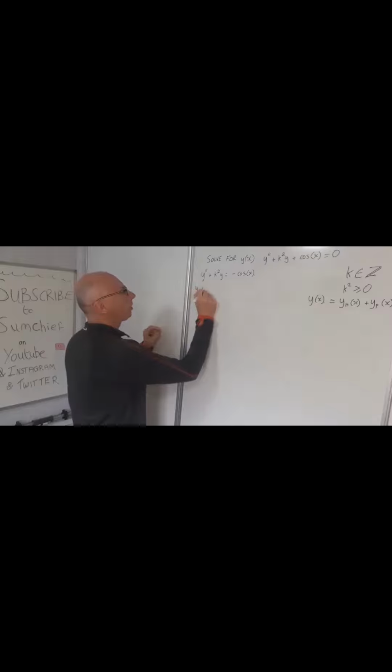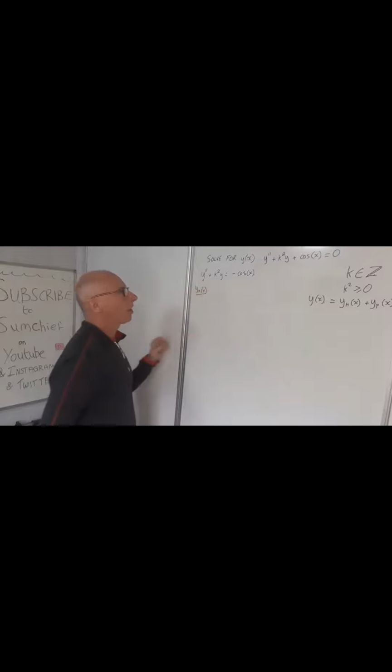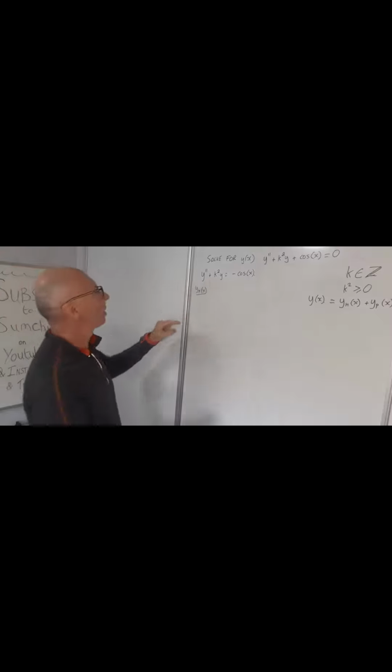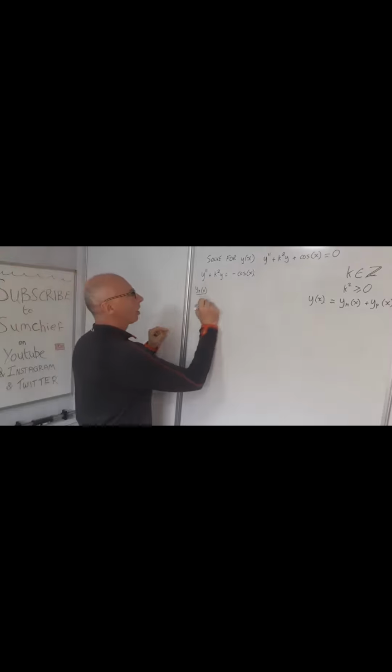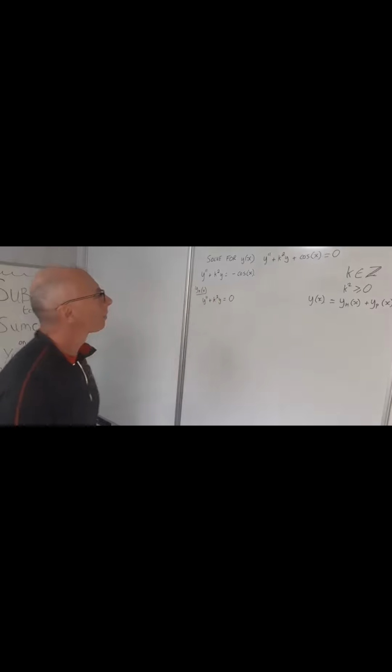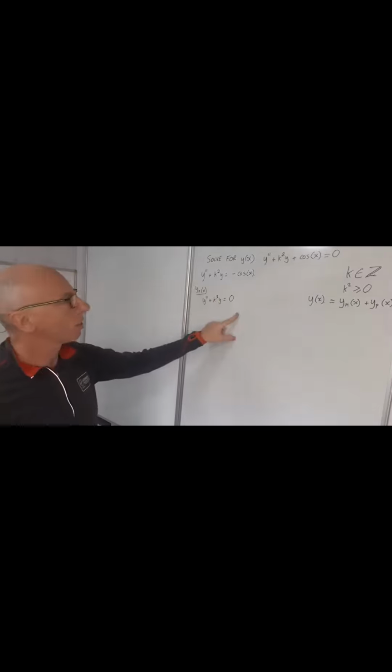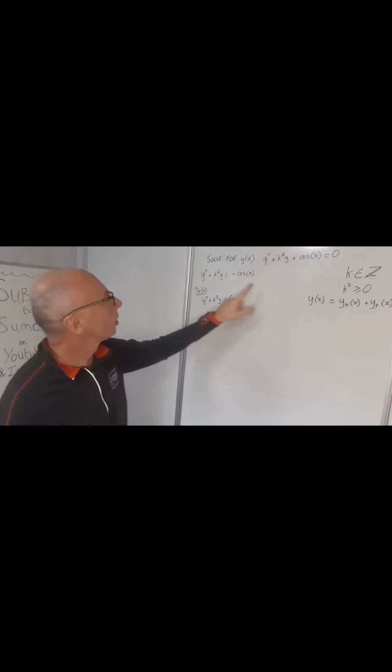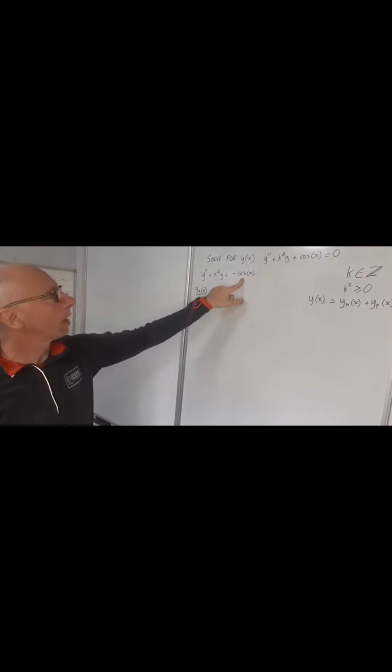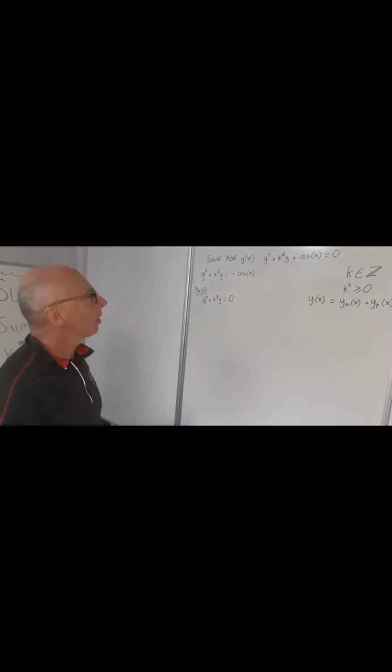h of x. We're going to find that by setting this to 0. So we'll have y double prime plus k squared y equals 0. So this is the first stage. Now the particular solution, we're going to need this minus cosine x in our calculations.